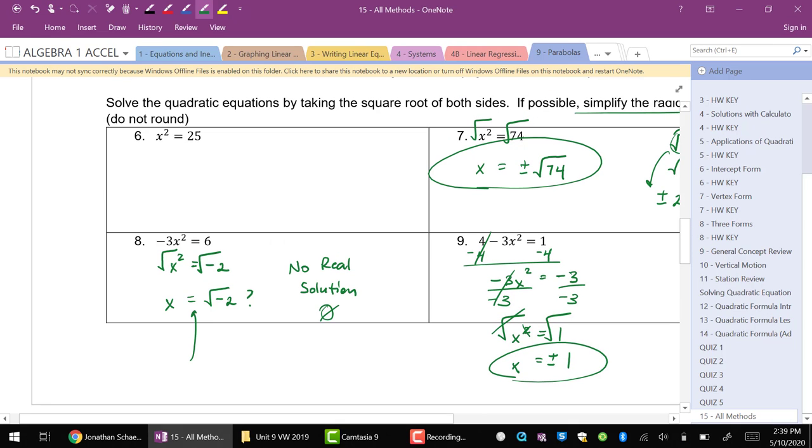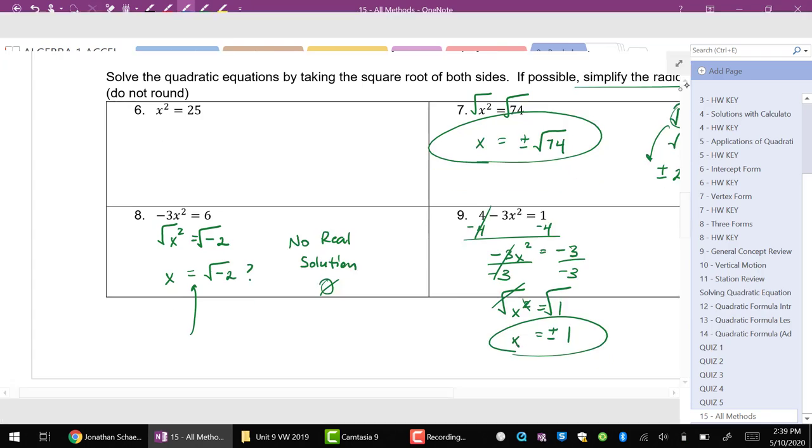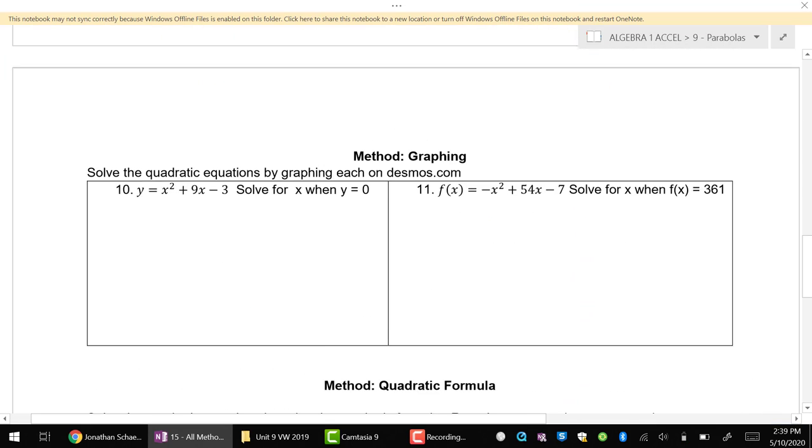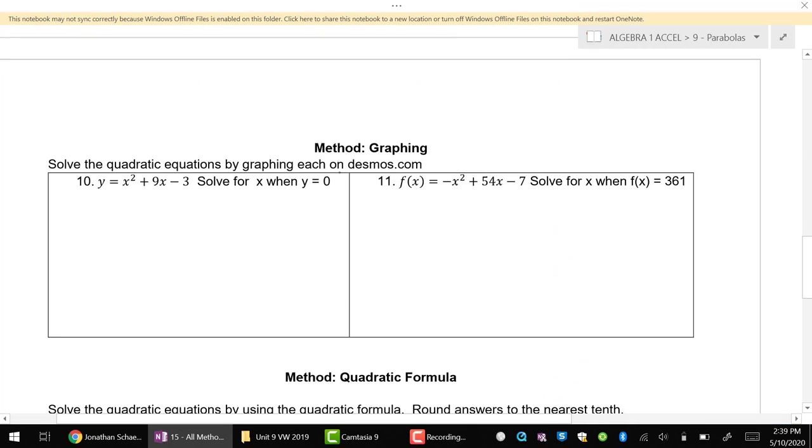Enough with square roots. Let's go to graphing, which is the next piece of our review here. And it says here to use a calculator, use Desmos.com. I might agree here to use Desmos. I like that feature pretty nicely. We're going to look for x-intercepts when we graph.